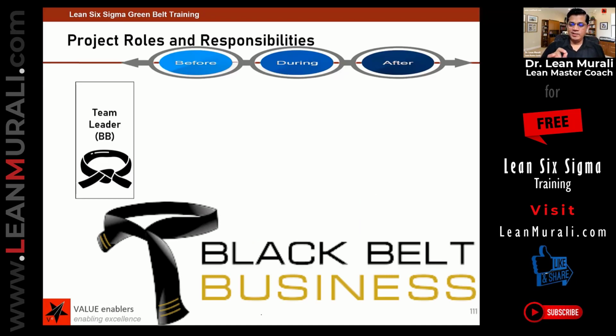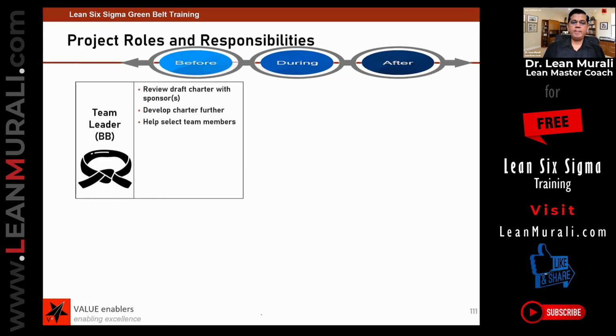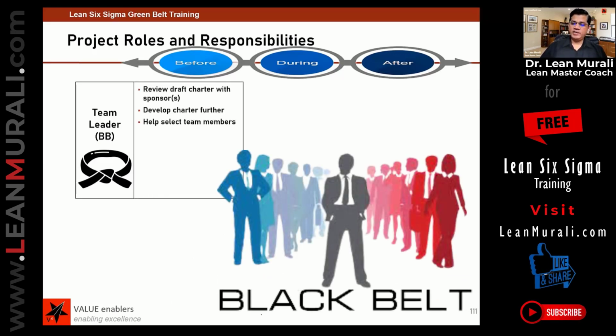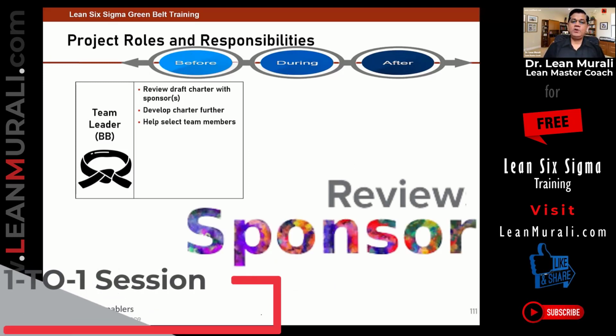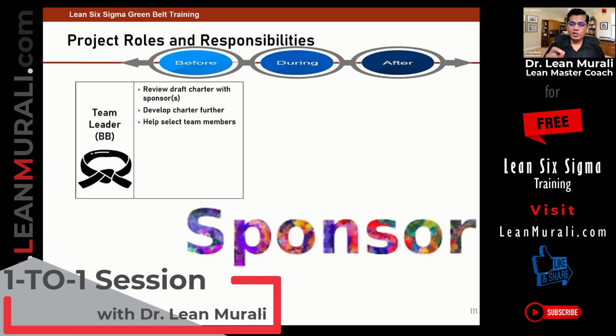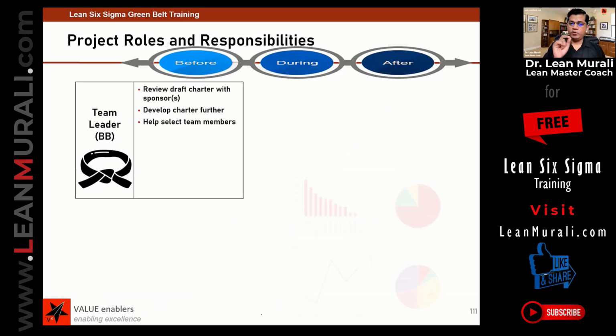This is going to be a little bit theoretical, but you'll have to pay attention to it in order to comprehend. Okay. Now, this black belt is generally the leader. He's like a captain of a team. So what he does is, he reviews the draft charter with the sponsors. So they will explain to you the role of the sponsor in this context. A sponsor is not someone who gives money, but who gives resources. A resource includes money.